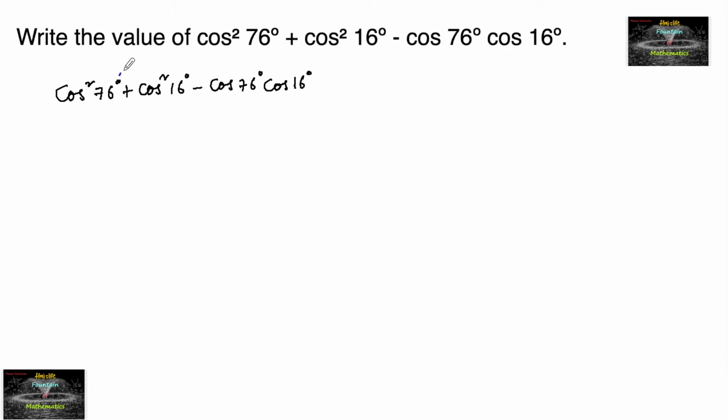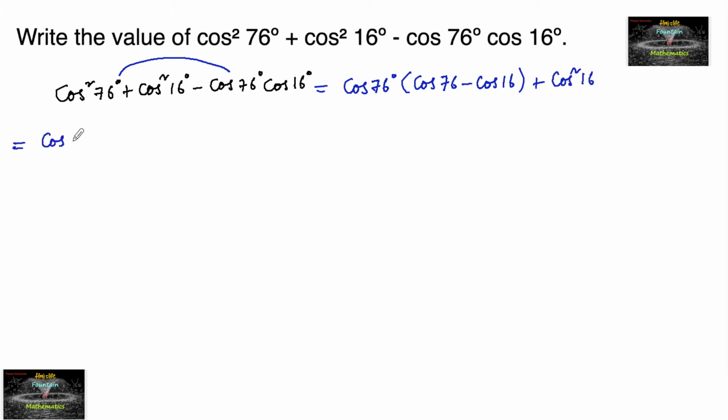So let me take cos 76 common from the first and last term. So cos 76 degrees of (cos 76 minus cos 16) and plus cos square 16 degrees. So which equals to cos 76 degrees of, so let us apply the cos C minus cos D formula.